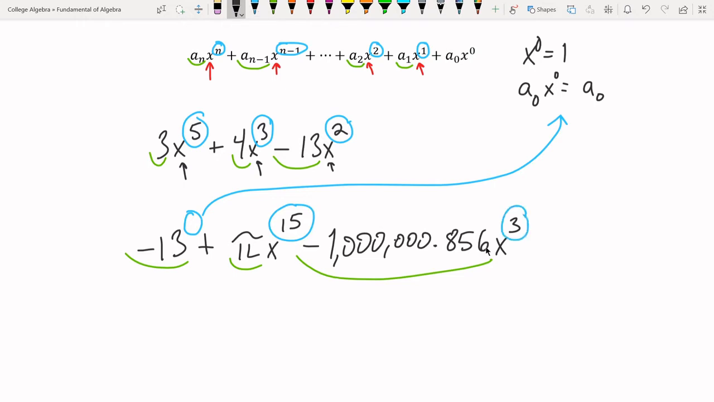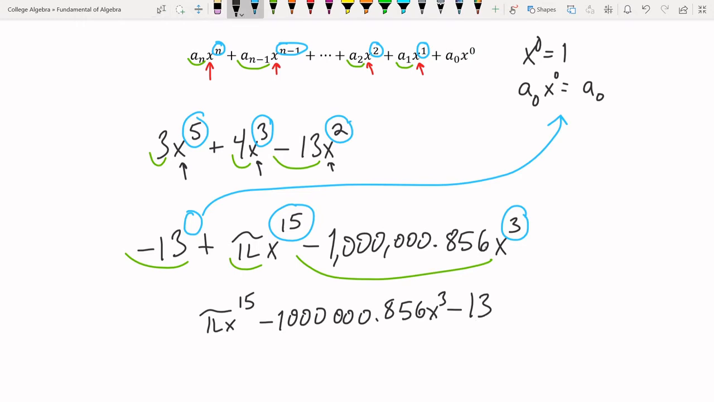Now, x to the 15 is the highest power. That's not written first, so this isn't written in standard form. We rewrite polynomials into standard form because they're easier to work with when they have the highest power first, and then go all the way down to the lowest power. So that would be standard form there.